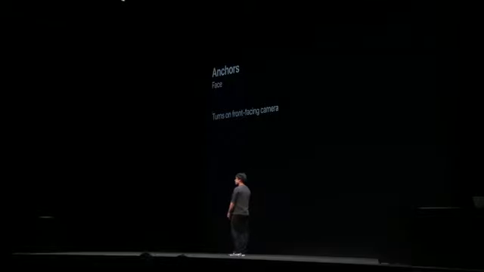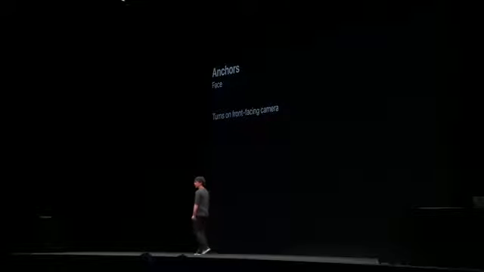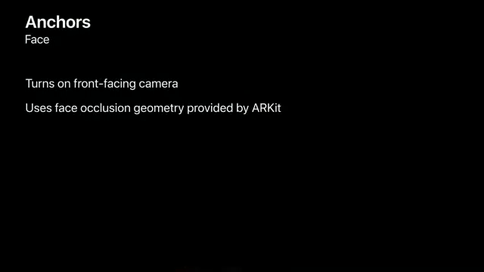You can also anchor virtual content to real-world objects that can move, like putting on eyeglasses on your face. For these types of experiences, AR Quick Look automatically turns on the front camera and anchors the content based off of how it's authored relative to the center of your face. Face occlusion geometry from ARKit is used in AR Quick Look to realistically obscure the object positioned on your face so they don't intersect and break the illusion.